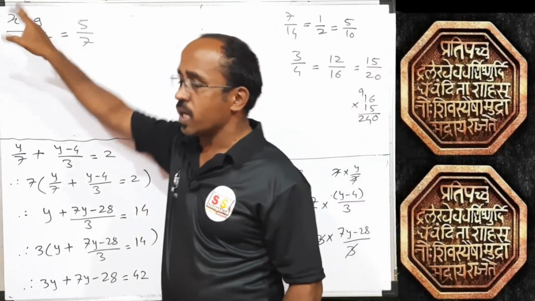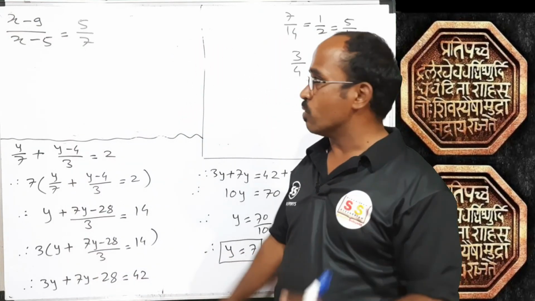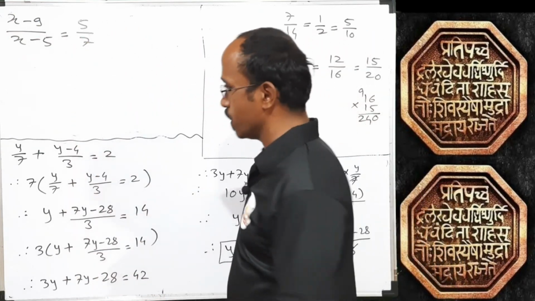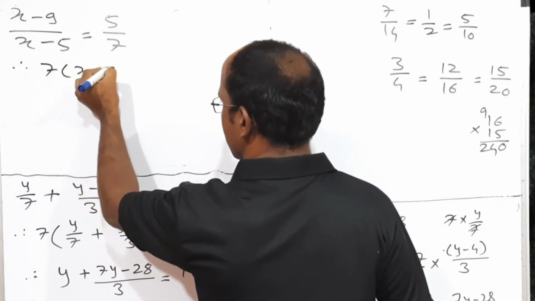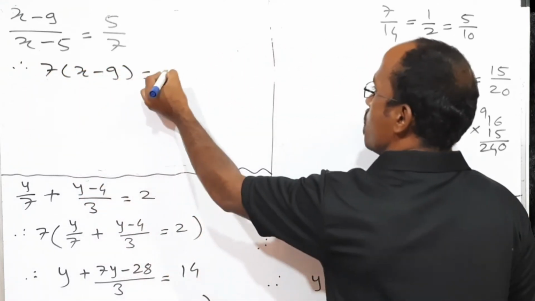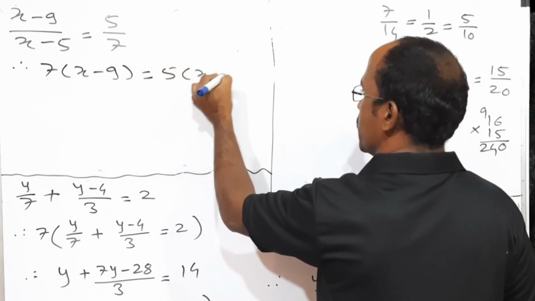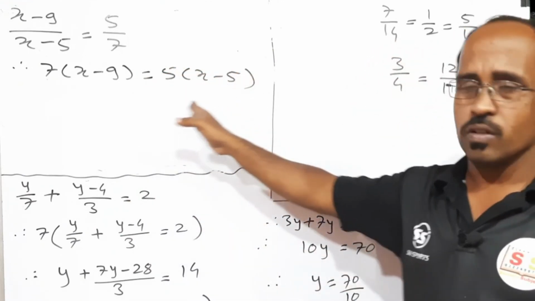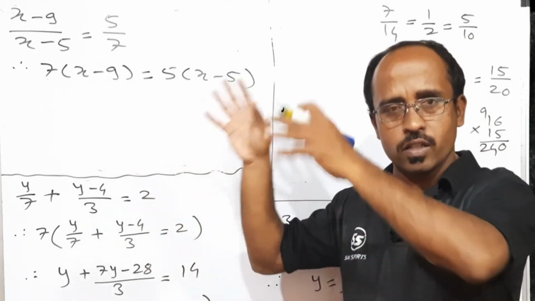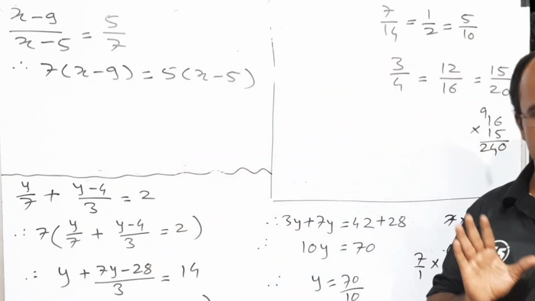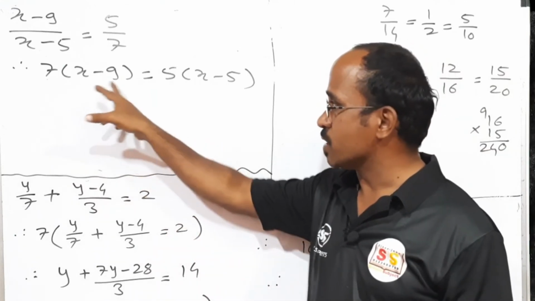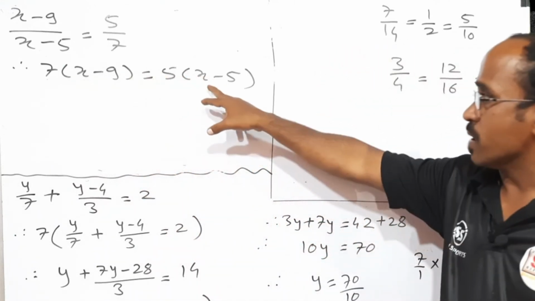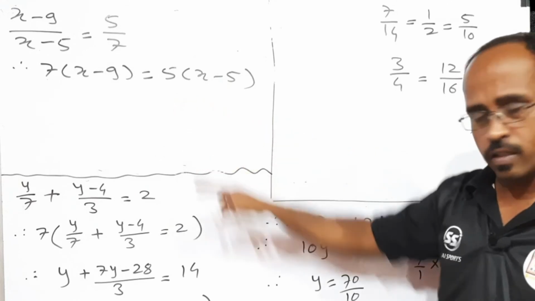Means 7 multiplied by (x minus 9) is equal to 5 multiplied by (x minus 5). So let's write it as 7 multiplied by (x minus 9) is equal to 5 multiplied by (x minus 5). Now this is one of the ordinary types which we have already solved in this video. So what we have to do here: remove the brackets, multiply this (x minus 9) by 7, multiply this (x minus 5) by 5. Let's multiply.